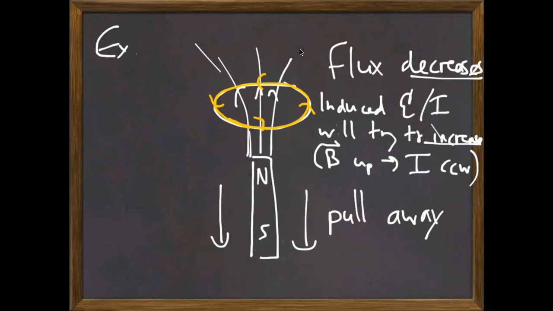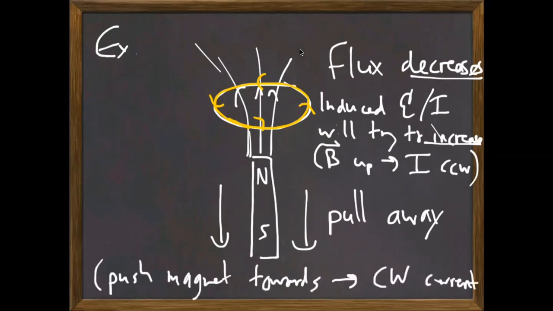That means I have to make upward pointing magnetic field to compensate for the reduction in upward pointing magnetic field. And that means I need to create a current that goes counterclockwise in this picture to create an upward magnetic field, to increase the flux through the ring. If instead I push the magnet towards it, I'm increasing the flux, and the induced current is going to try to decrease it. It's going to try to create a downward field, and that means I'm going to get a clockwise current. So the direction of the current is going to depend on which way you push the magnet around.